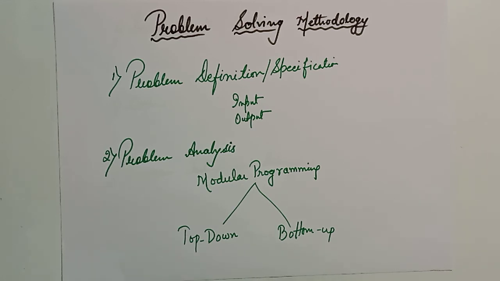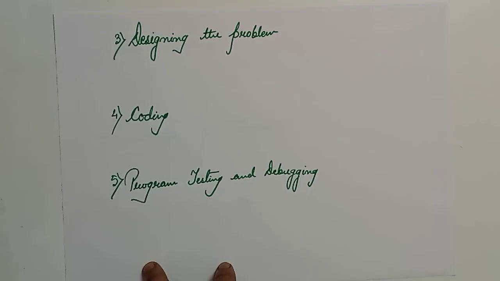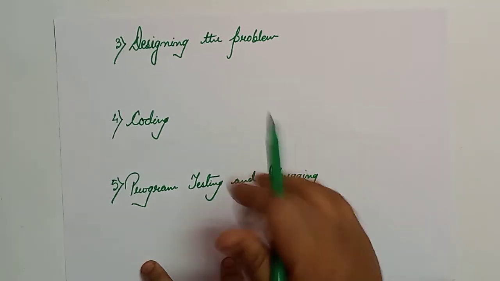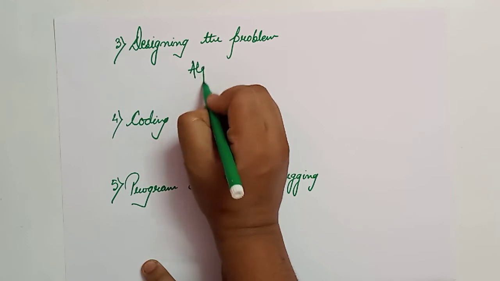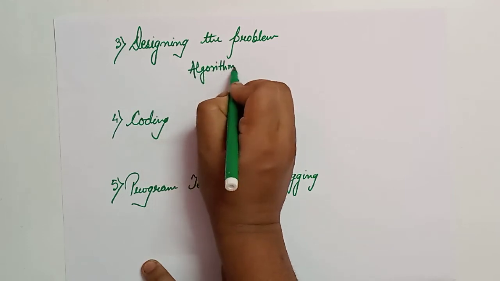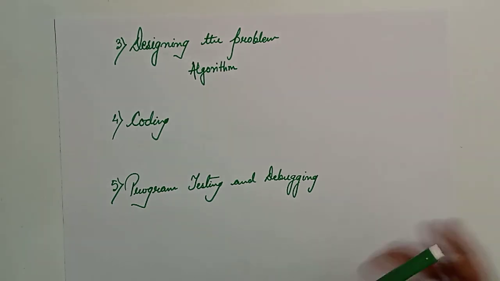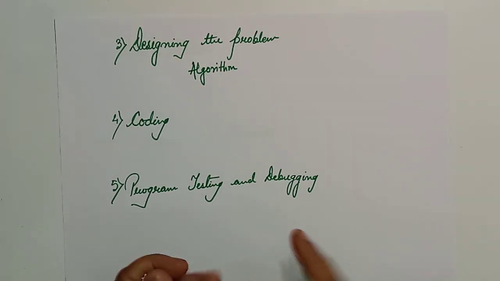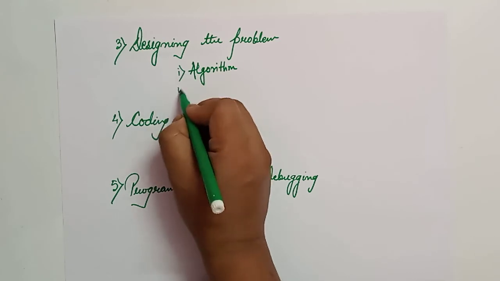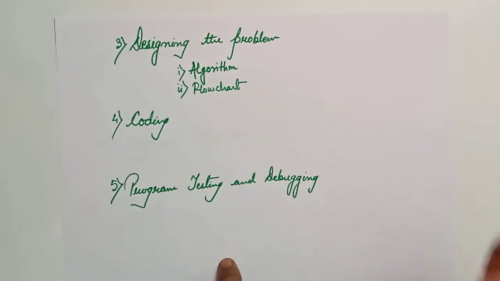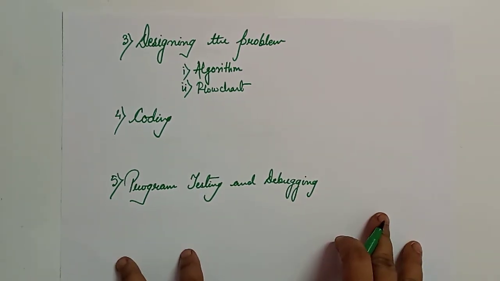Now next is designing the problem. In this step, first of all we are going to write the algorithm. What is an algorithm? I have already discussed it with you. Writing how to solve the problem in simple English language in a step-by-step manner, that is what the algorithm is. After writing the algorithm, we convert the algorithm into a pictorial representation, and that is what the flow chart is.